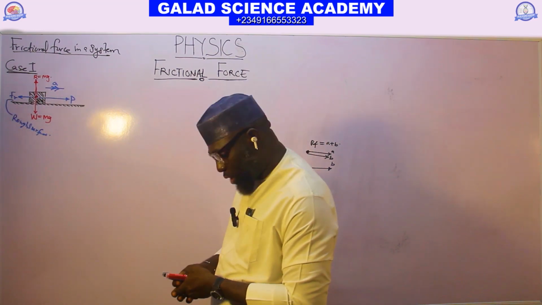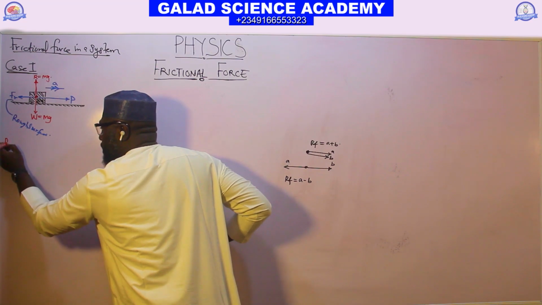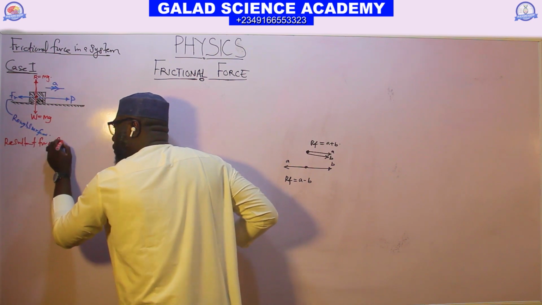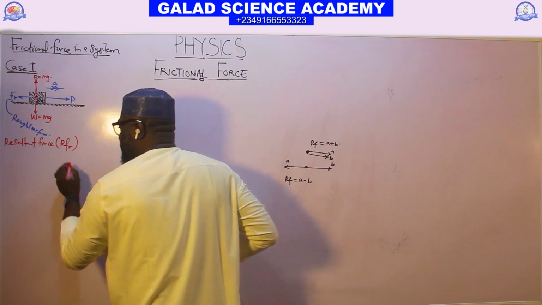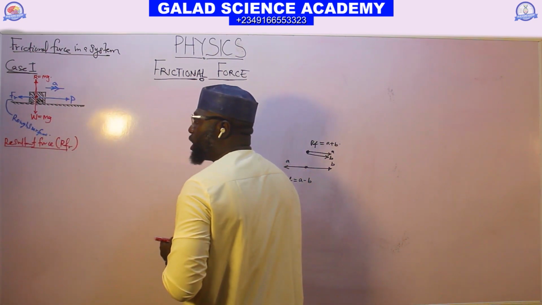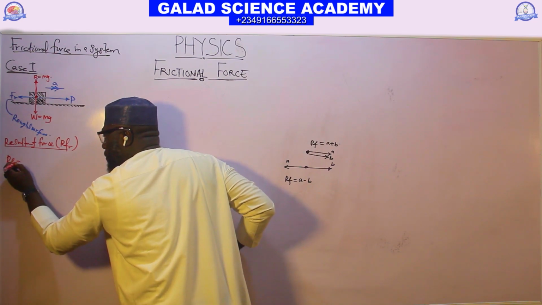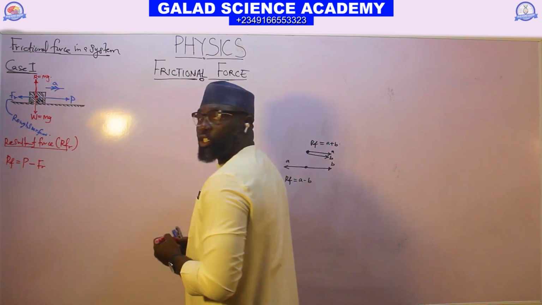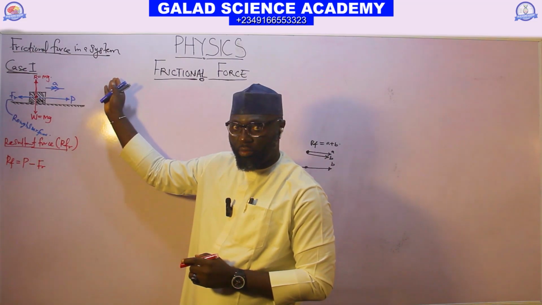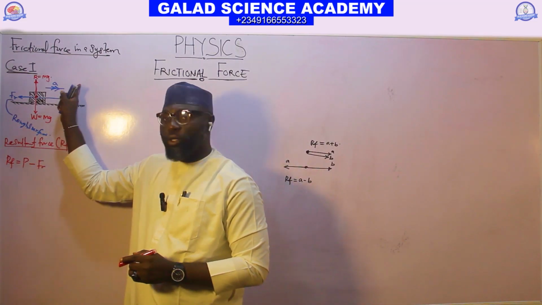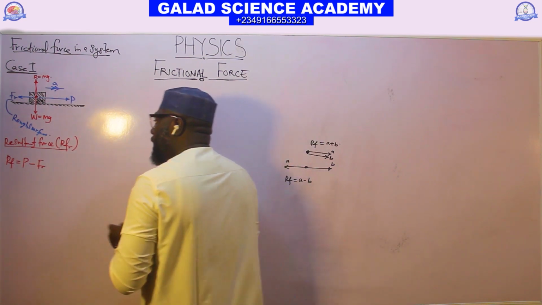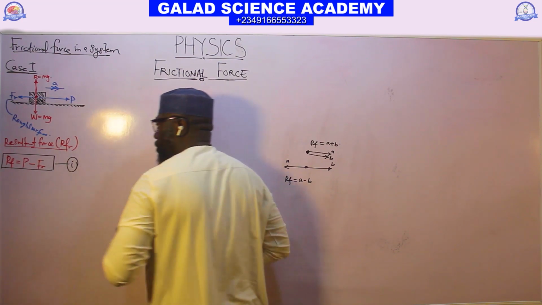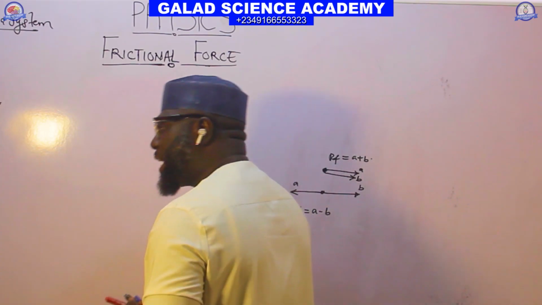So what will be the resultant force? The resultant force, which is R_F of this sketch, will be R_F equals applied force minus frictional force, because the body is moving along this direction. So you subtract frictional force from applied force. This is the formula for resultant force there. Call it equation 1.